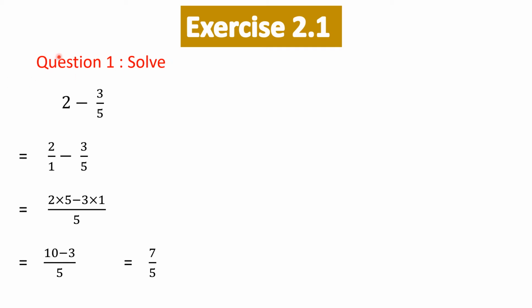First question is to solve. So let's solve this. How do you solve it? First of all, 2. You can see 2. 2 can be written as 2 by 1. We have already seen this. Then 3 by 5 you write as it is. Now when you have two fractions, what do you do? First you take the LCM of the denominators, right? So what is the LCM of the denominators? 1 and 5, the LCM of 1 and 5 is 5, right?